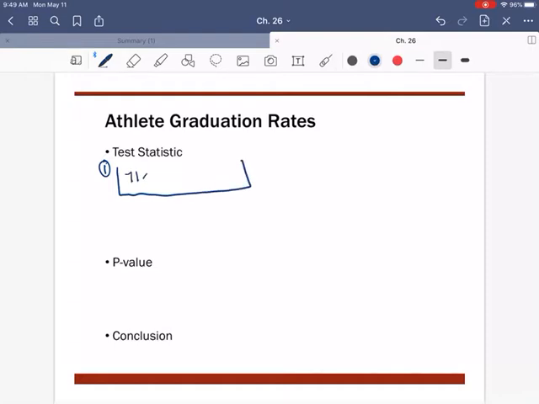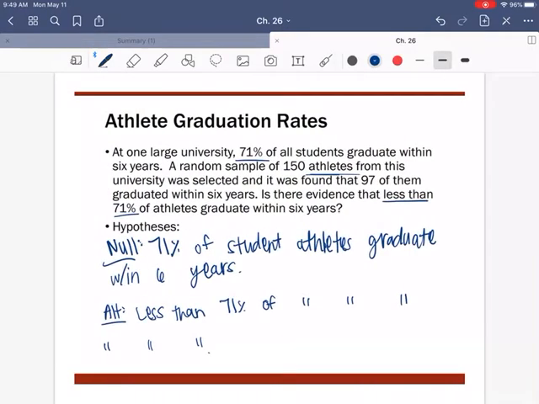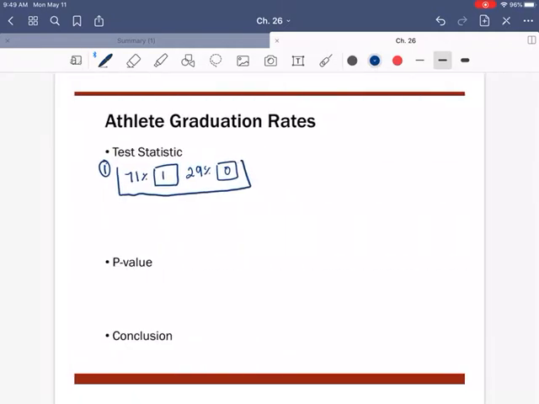Okay, test statistics. So we're going to do the 6 steps here. Step 1, make a box model. 71% graduate. That leaves 29%. 100 minus 71 is 29. Do not graduate within the 6 years. And we are looking at a sample of 150.